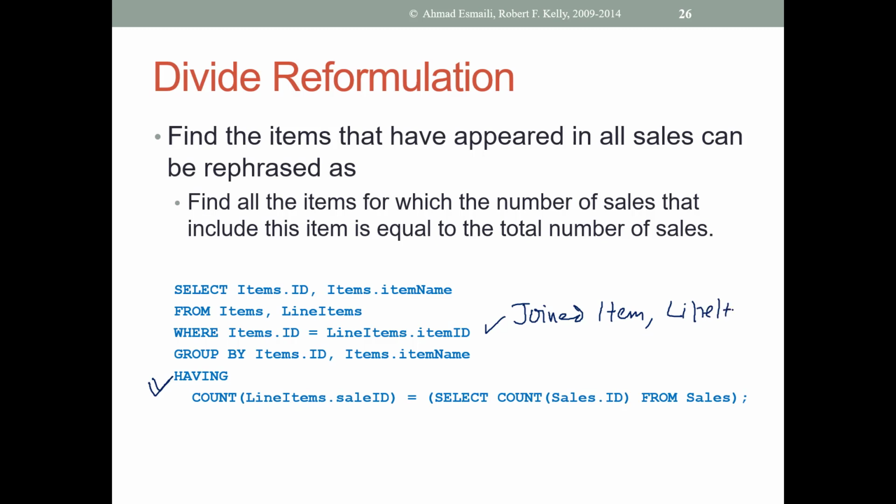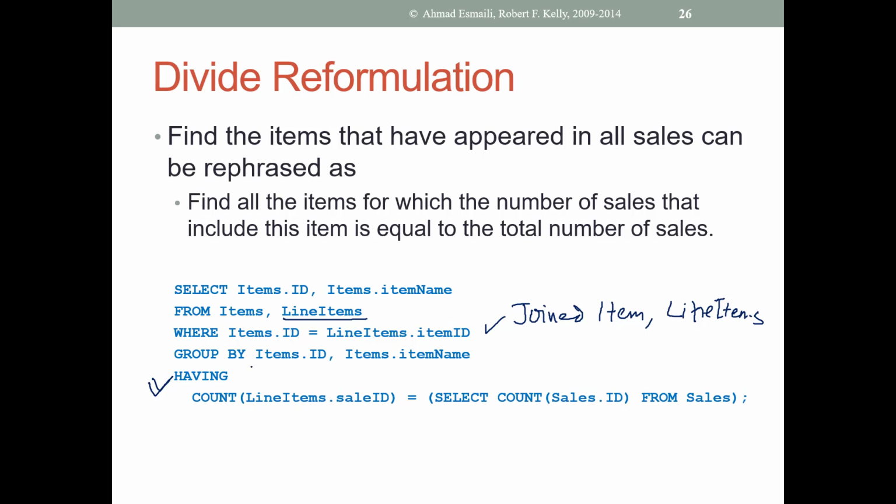Why did you join these two? Because I want to find out the information about the item, which I'll get from the items table, like item ID and item name, and I want to find out whether this item appeared in every sale or not. Whether the item appeared in a sale or not, that information you'll get from the line items table. So let's join these two. After joining, we need to find out whether this item appeared in all sales or not. So how to do that?